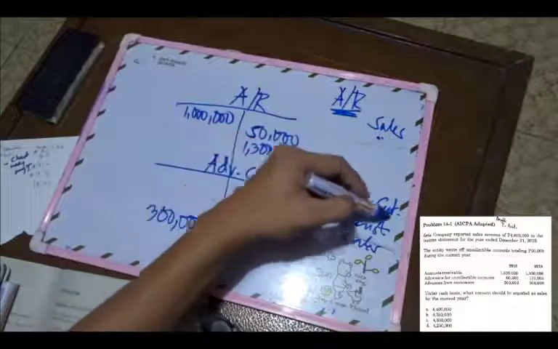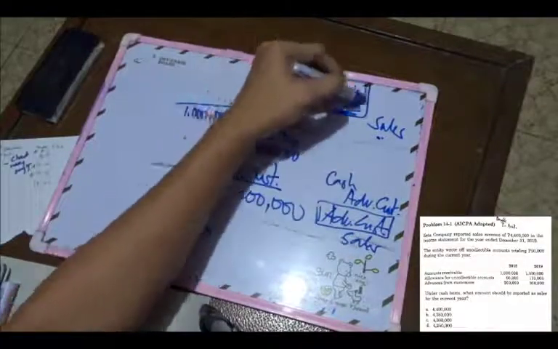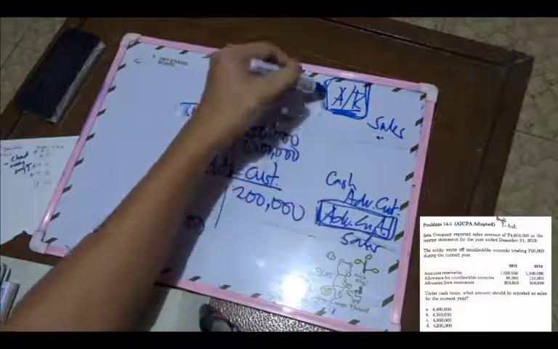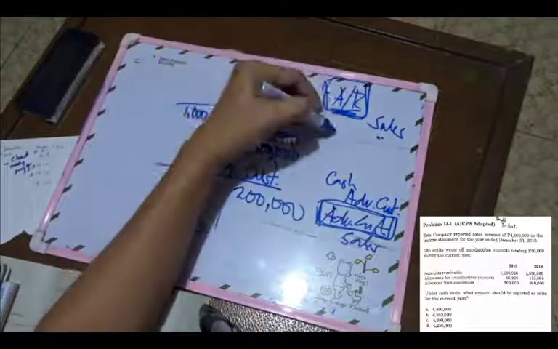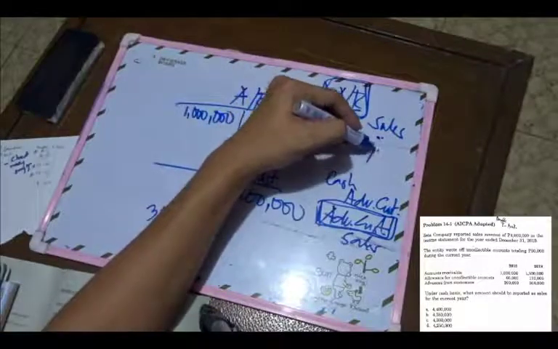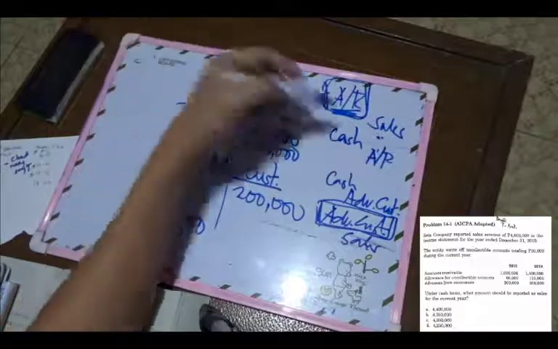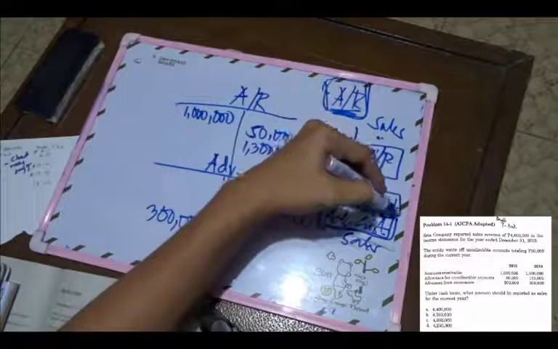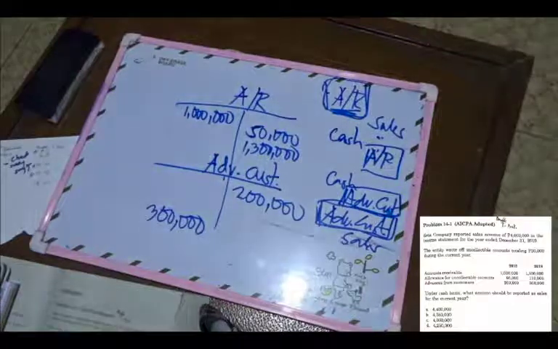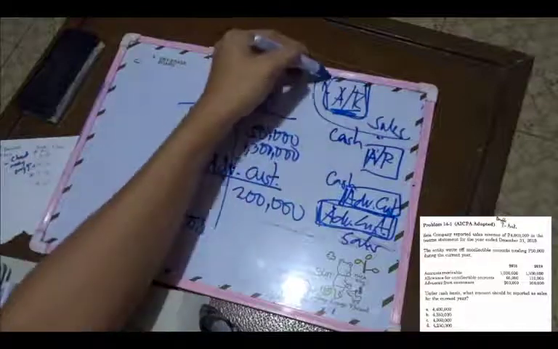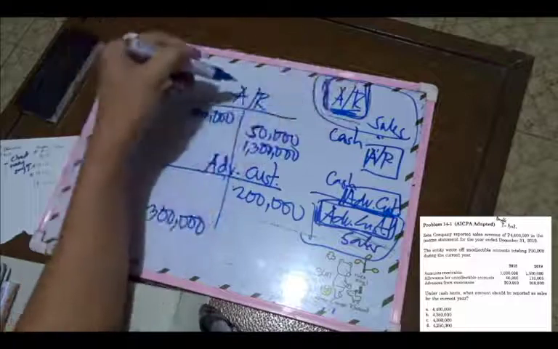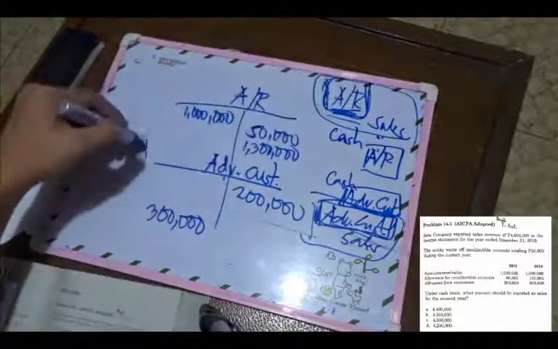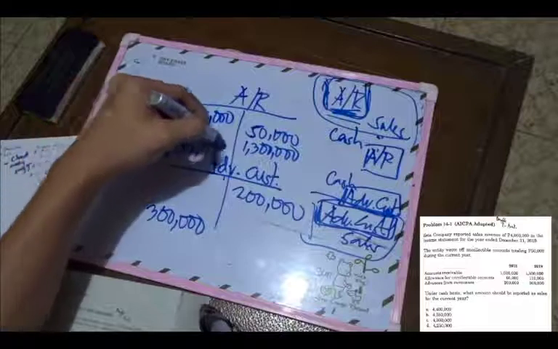So if you will notice, if you recognize sales or revenue, these accounts are debited. But if you collect cash for AR, that's debit cash, credit AR. If you collect money, these accounts are credited. So given here is the sales revenue of 4,600,000. So if there's a sales, you will notice that these accounts are debited. So we put 4,600,000 on the debit side.